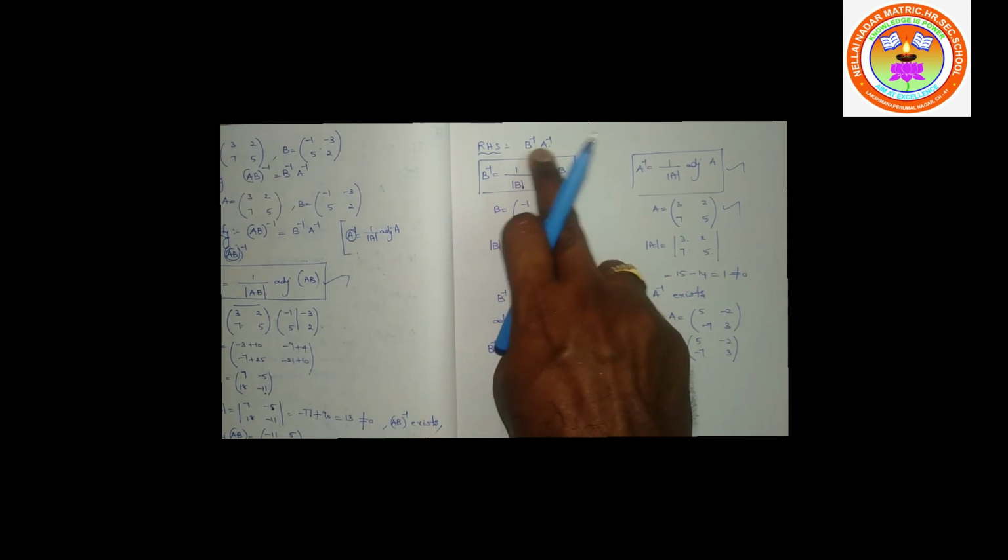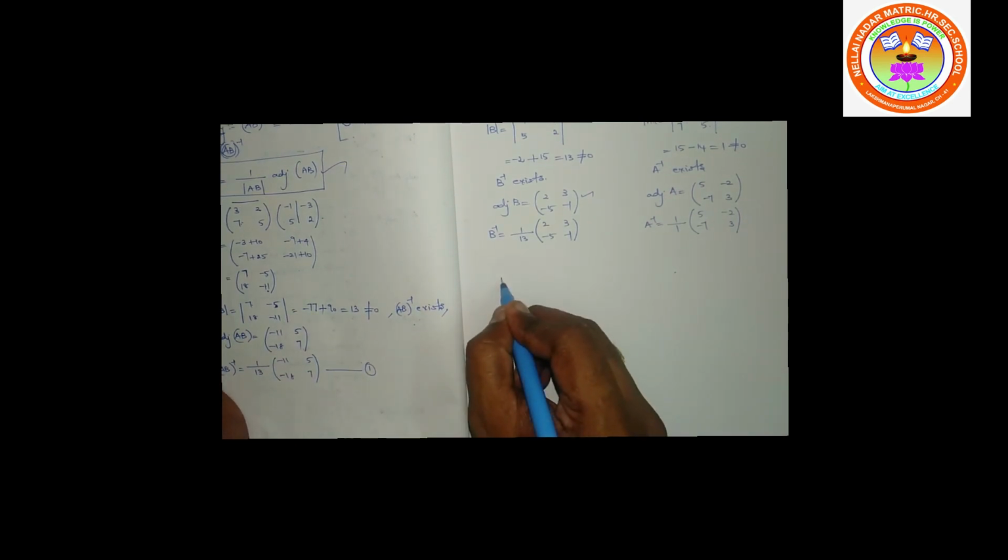Next I need to find the adjoint of A. Adjoint of A: interchange 5 and 3, change the symbol of -2 and -7. Now apply in the formula. This is the formula. A inverse is equal to 1 by determinant of A, which is 1, times the adjoint of A, which is 5 -2 -7 3. So now I am going to apply B inverse into A inverse.